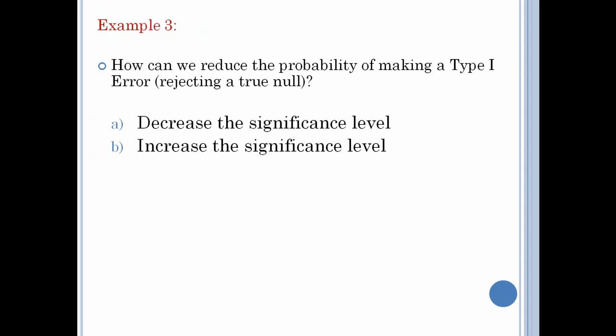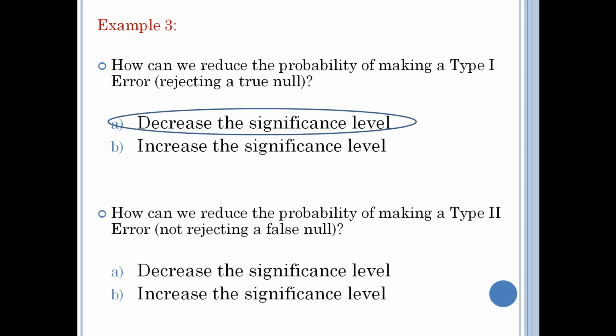So here are some review questions. How can we reduce the probability of making type 1 error? Remember, what do we do with alpha? We make it smaller. How do we reduce the probability of making type 2 error? What do we do with alpha when we want to reduce type 2 error? We make alpha bigger. Very nice.